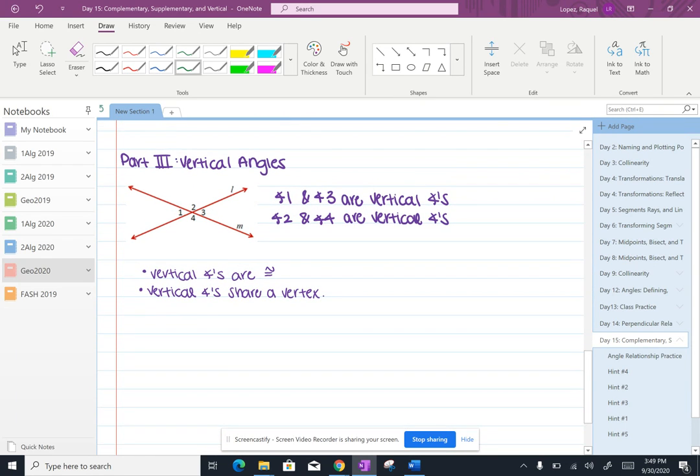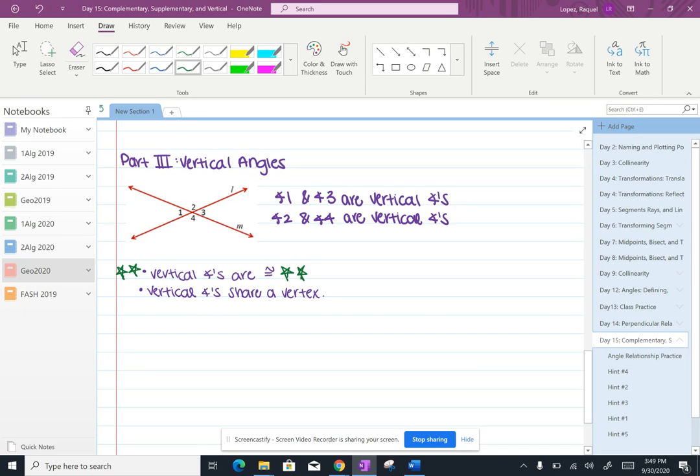So we say that angle 1 and angle 3 are vertical angles, and we say that angle 2 and angle 4 are vertical angles. A couple things to know about vertical angles is that they share a vertex, and vertical angles are congruent. That's the big one. So put a star in your notes next to that.